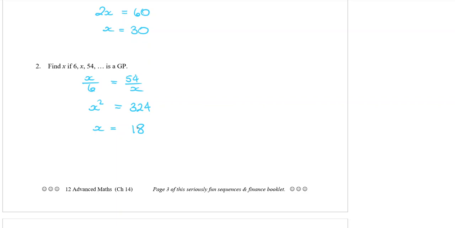Yes, when I square root, it needs to be a plus or a minus because it works for this middle number either way. That doesn't mean that's my ratio, that's my middle term, right? So my ratio could be a plus 3 or a minus 3. So if I times by a negative 3, I get negative 18. Times by a negative 3 again, it goes back to a positive 54. So it does work for the negative option as well.